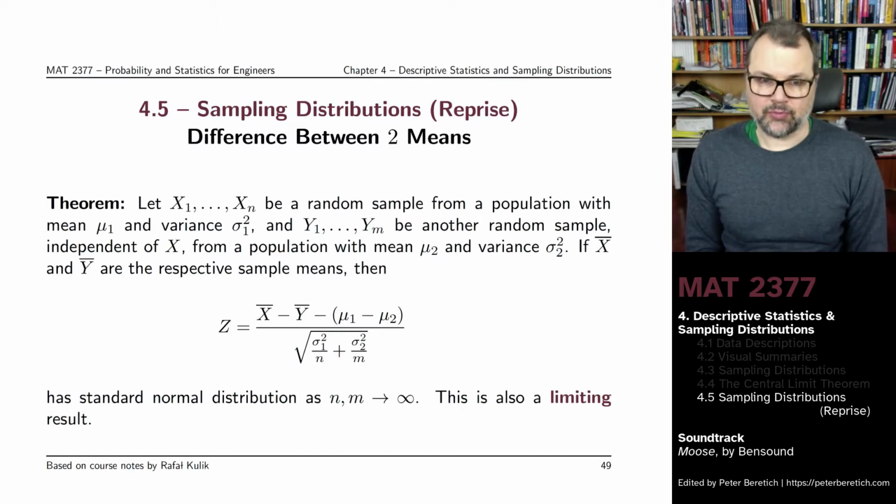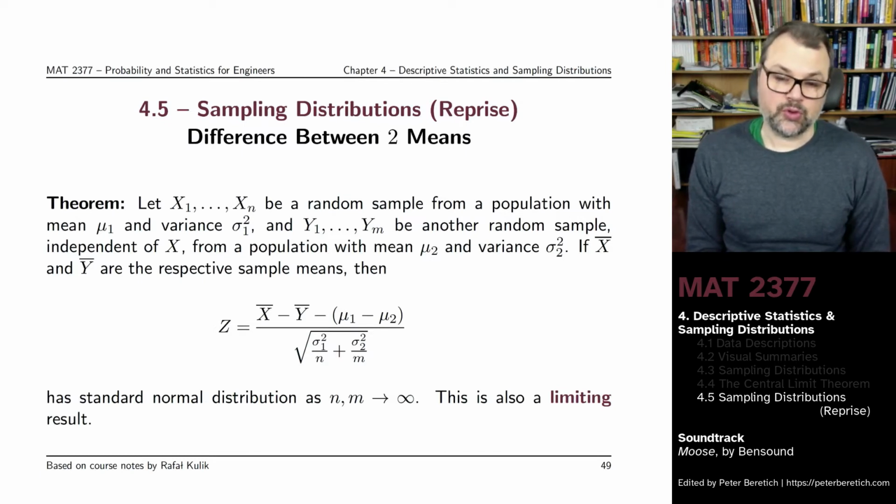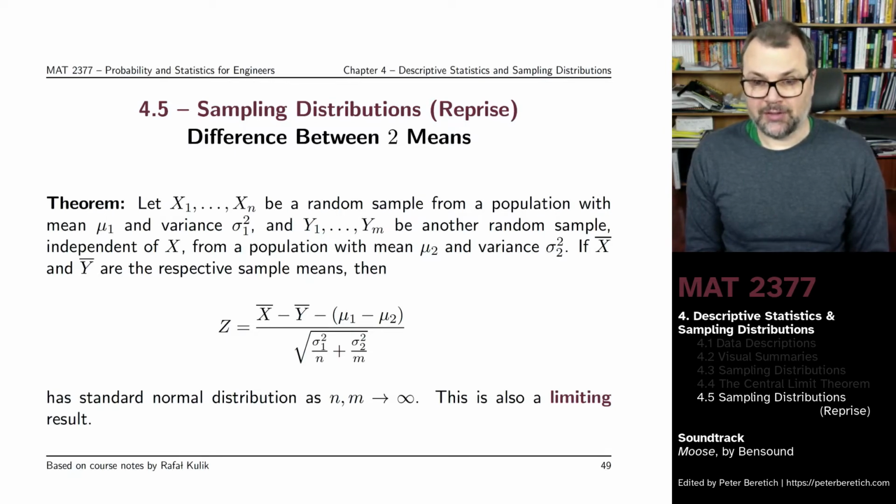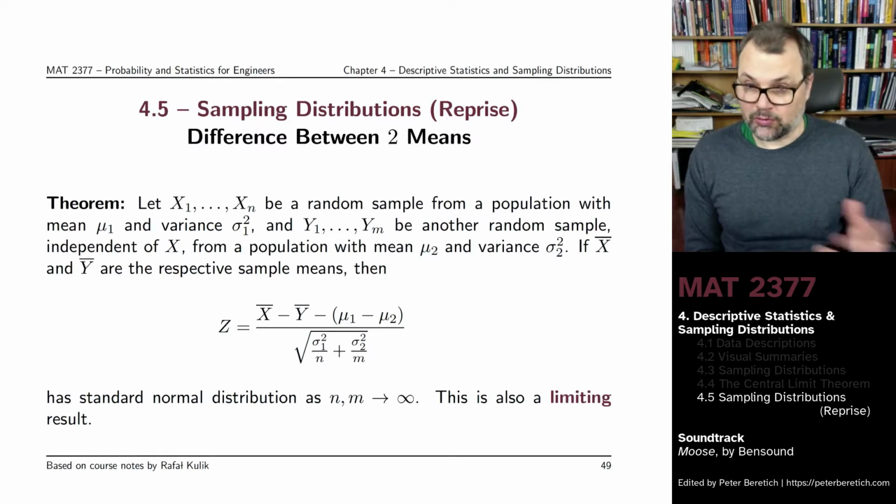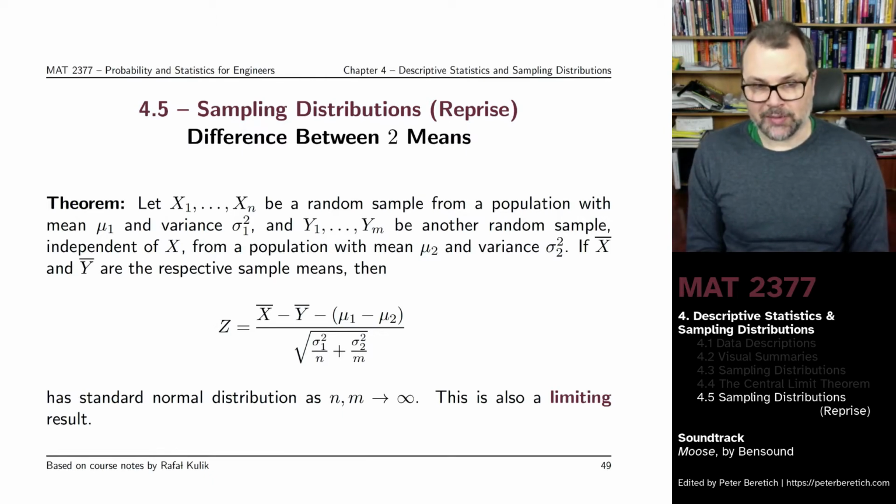Some samples, which we'll denote by x1 all the way up to xn, from a population with mean mu1 and variance sigma 1 squared, and some other observations that have been sampled from another distribution independently of the sampling from the first distribution. We call them y1 all the way to ym. They come from a distribution with mean mu2 and variance sigma 2 squared. Now you compute the sample mean for both of these samples, x bar and y bar.